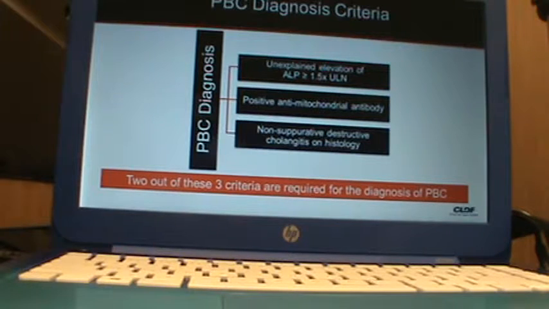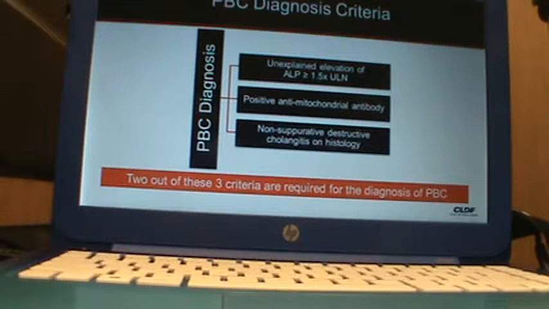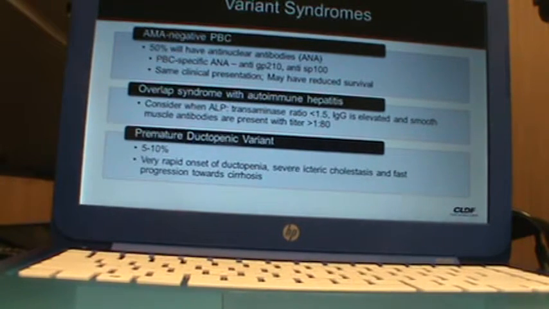How does one diagnose PBC? Well, you have to have 2 out of the 3 criteria required for the diagnosis of PBC. 1 is an unexplained elevation of the alkaline phosphatase greater than 1.5 times normal. 2 is a positive antimitochondrial antibody. And 3 is histology, a liver biopsy that shows non-suppurative destructive cholangitis. You only require 2 of these 3 criteria, and you can notice that you can diagnose this without the antimitochondrial antibody. There are variant syndromes associated with primary biliary cholangitis.